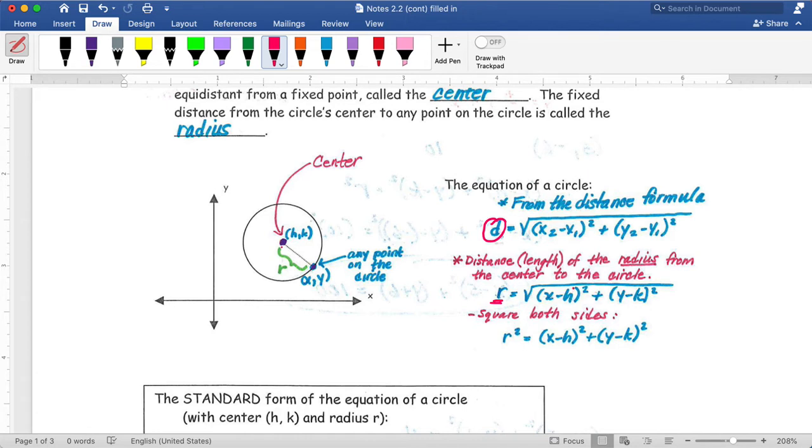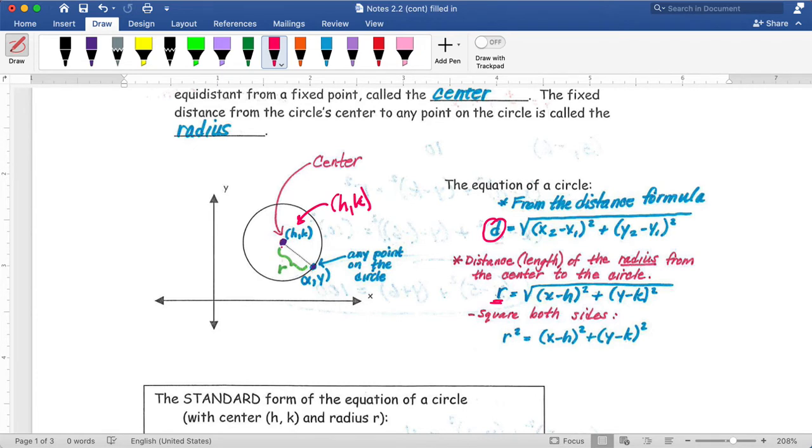Now, notice I changed from x sub 1 to h, and this changed from y sub 1 to k. The center of the circle has specific coordinates, h, k. It's because it's a special point on the coordinate plane. x, y is any one point on the circle, whereas h, k represents the center of the circle. And so we replace this x1 and this y1 with the coordinates for the center of the circle, h, k.